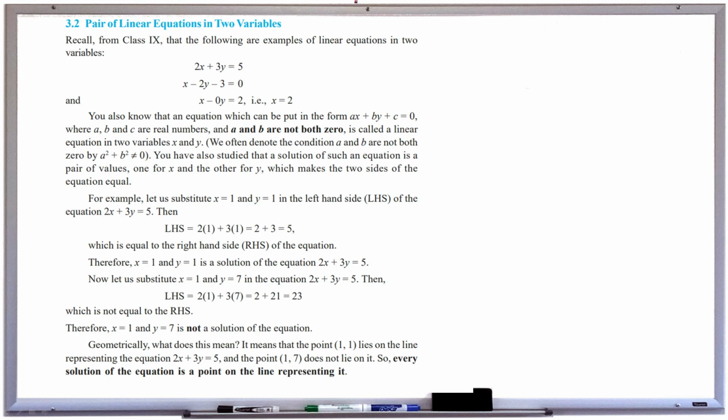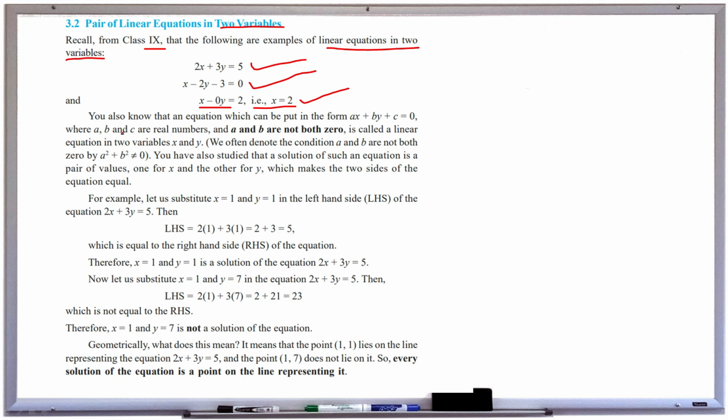Pair of linear equations in two variables. So far we have been seeing the pair of linear equations in two variables. Recall class 9. The following are examples of linear equations in two variables. Let us consider the examples 2x plus 3y is equal to 5, x minus 2y minus 3 is equal to 0, and x minus 0y is equal to 2, that is x is equal to 2. These are linear equations in two variables.